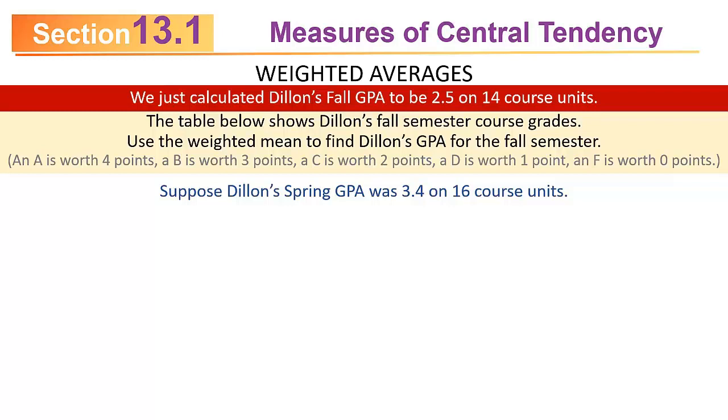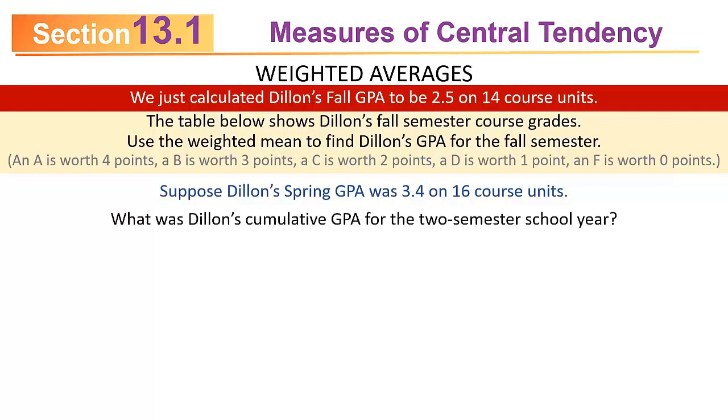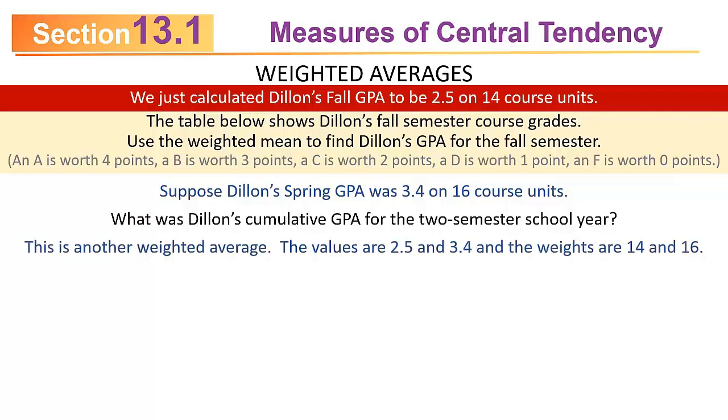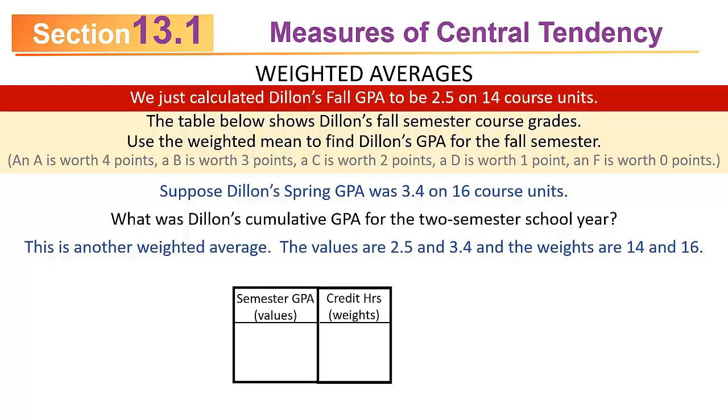So I want to figure out Dylan's cumulative GPA for that whole academic year, the 2 semesters together. If he had taken the same number of credit hours both semesters, all you would have to do is average the 2 numbers. But because he took more hours in the spring than the fall, you must treat this as a weighted average. So what we're going to do is treat the GPAs as the values, the 2.5 and the 3.4, and the weights will be the credit hours, 14 and 16, and make a table.